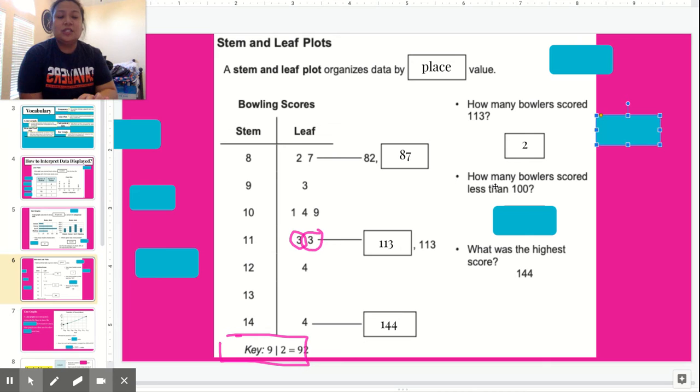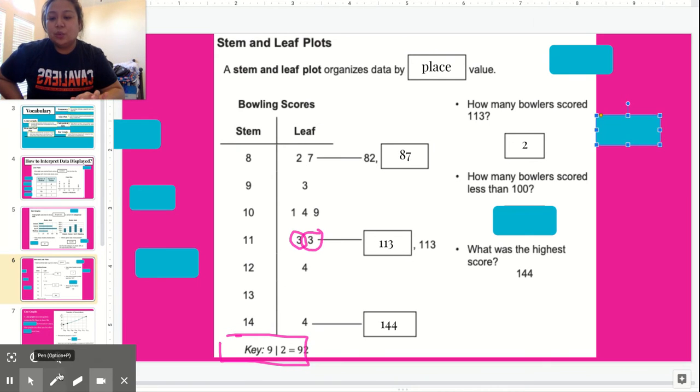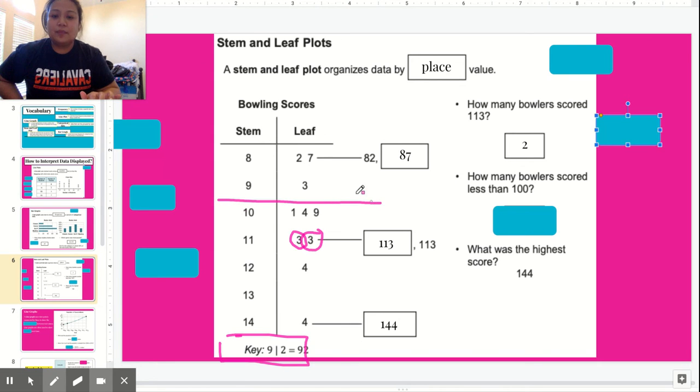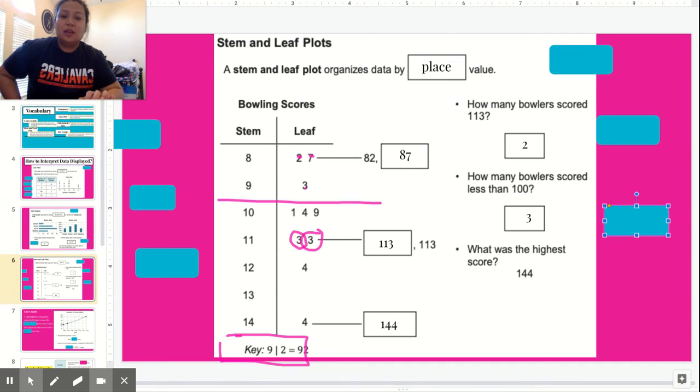Then the next question says, how many bowlers scored less than 100? We have to figure out where that 100 mark is. The 100 mark is right here. Remember, each one of these leaves represents a person. So we have 1, 2, 3. So there were 3 bowlers that scored less than 100.